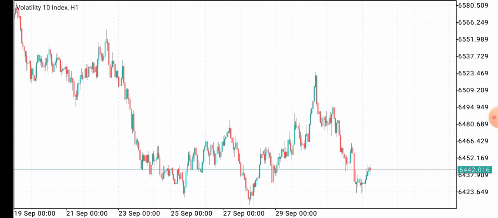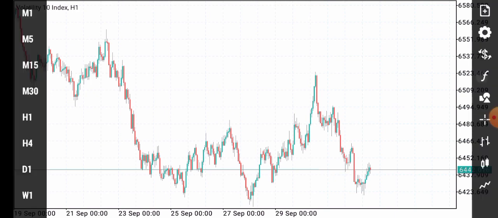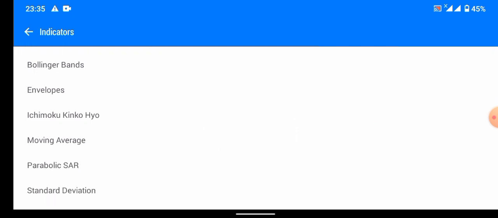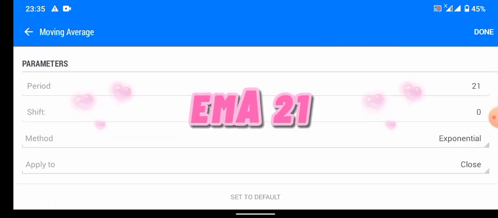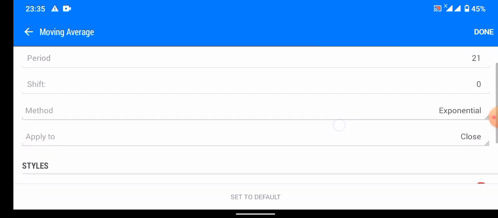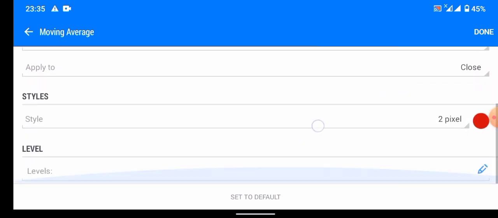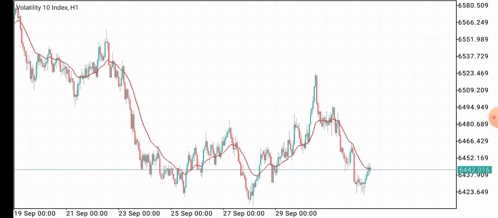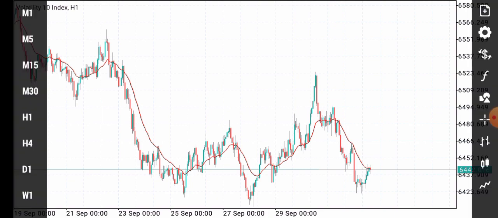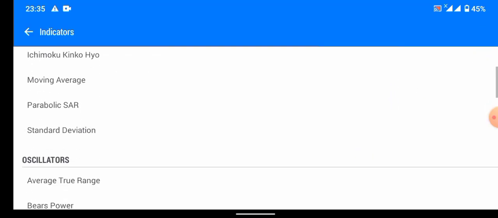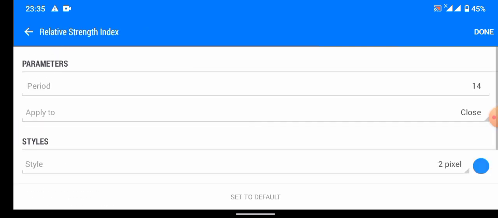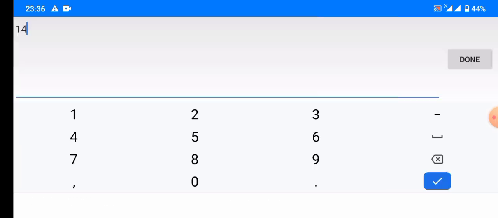What we'll be adding to our chart is only the moving average. We'll be adding moving average 21, shift 0, method exponential, apply to close, style red, click done. If this is only what we'll be adding to our chart, then you can now maybe think of adding the relative strength index 7.